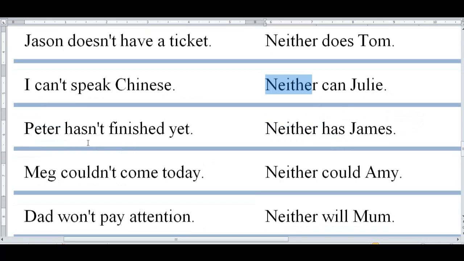Peter hasn't finished yet. Neither has James.